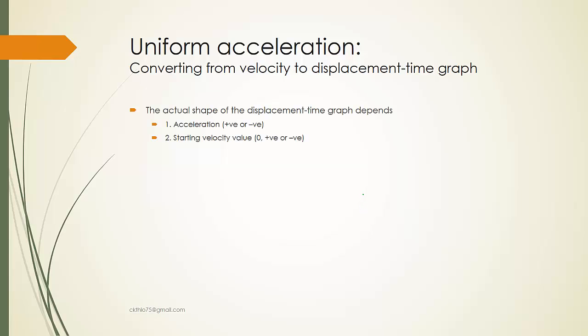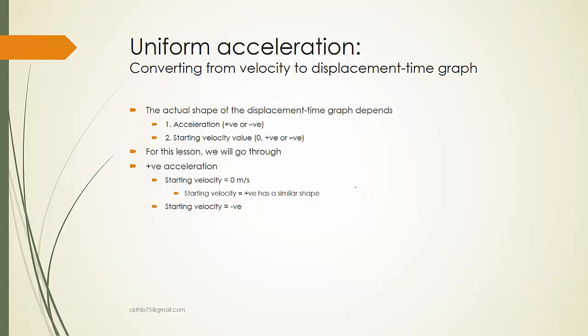The actual shape of the displacement time graph would depend on, of course, the acceleration, whether it is positive or negative. We also pay attention to the starting velocity value, whether it is 0, positive or negative. For this lesson, we'll only go through positive acceleration with a starting velocity of 0 and a starting velocity that is negative. Starting velocity being positive is assumed under this because it has a similar shape.